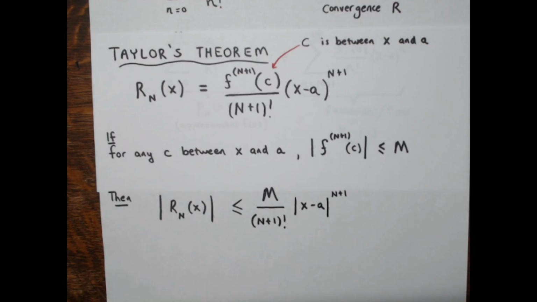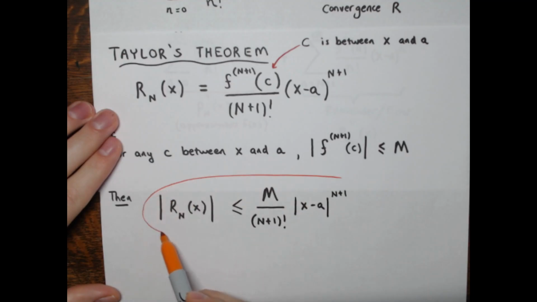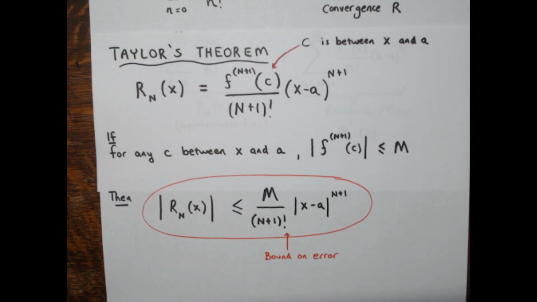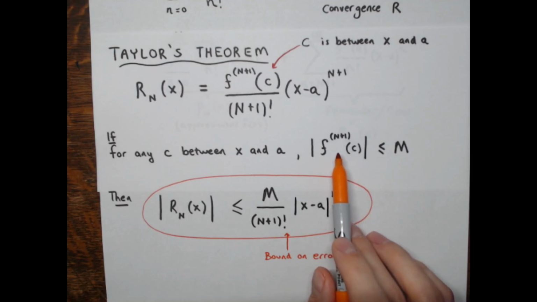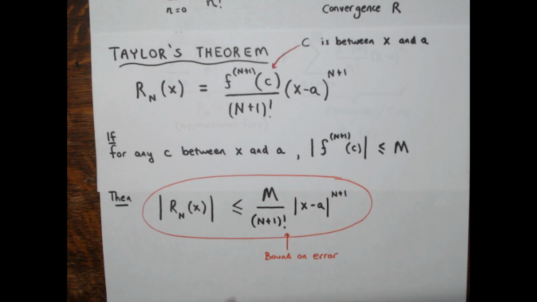And here we go. We're going to be using this a lot throughout these problems. What this gives us is a bound on the error for our approximation. So again, as long as m is always at least the value of the n plus first derivative for any value between x and a, we can make this statement.